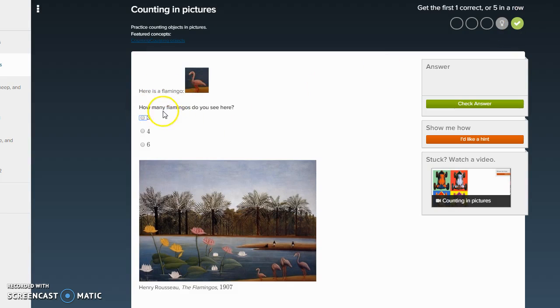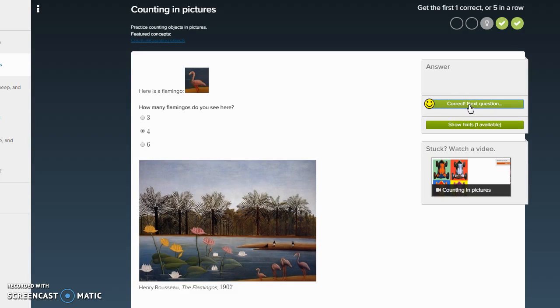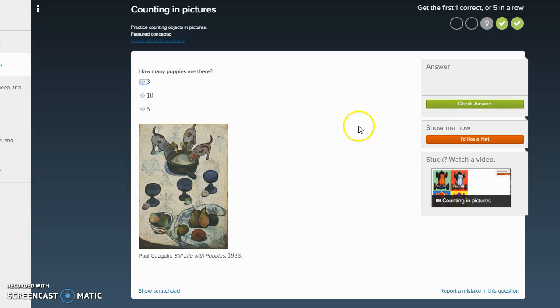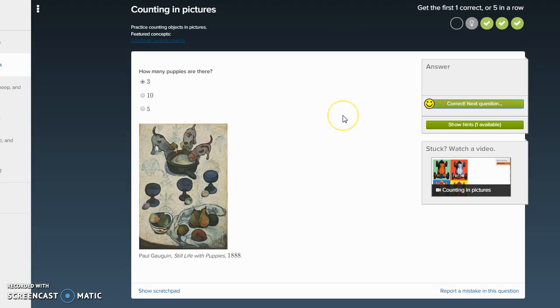Here is a flamingo. How many flamingos do you see here? 1, 2, 3, 4. If a student is struggling with this concept and the hints aren't helping them, they can watch the video as well. Okay, next one. How many puppies? 1, 2, 3. And so forth. So I'm going to continue with this activity. And then I can even go back and find some more counting activities to do.